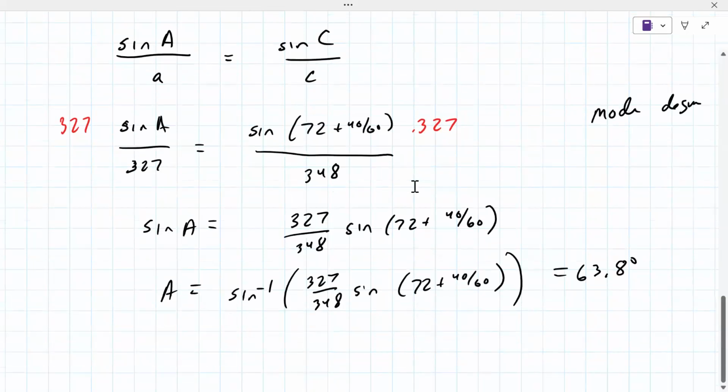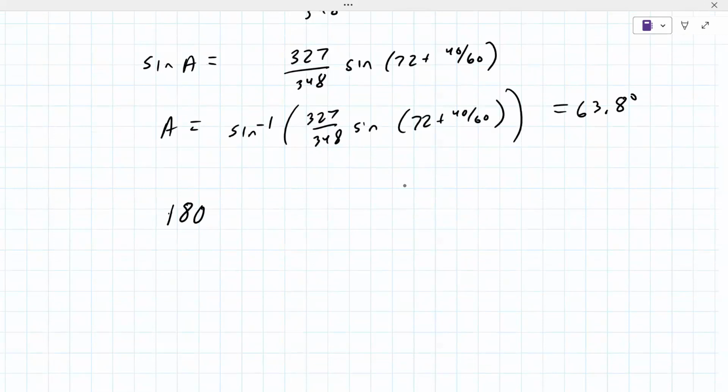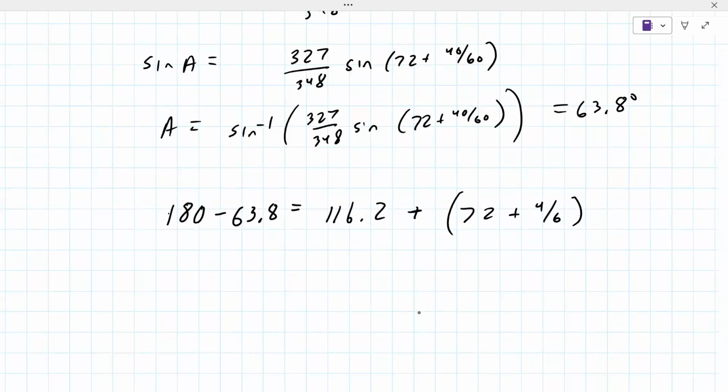Yeah. So what you do is you take that answer and subtract it from 180, which is 116.2, and then you add in the known angle. So your known angle is 72 plus 4/6, and you decide if there's still room. Basically, is there room for a third angle to get to 180? You will find that these two numbers add up to be greater than 180. Okay.